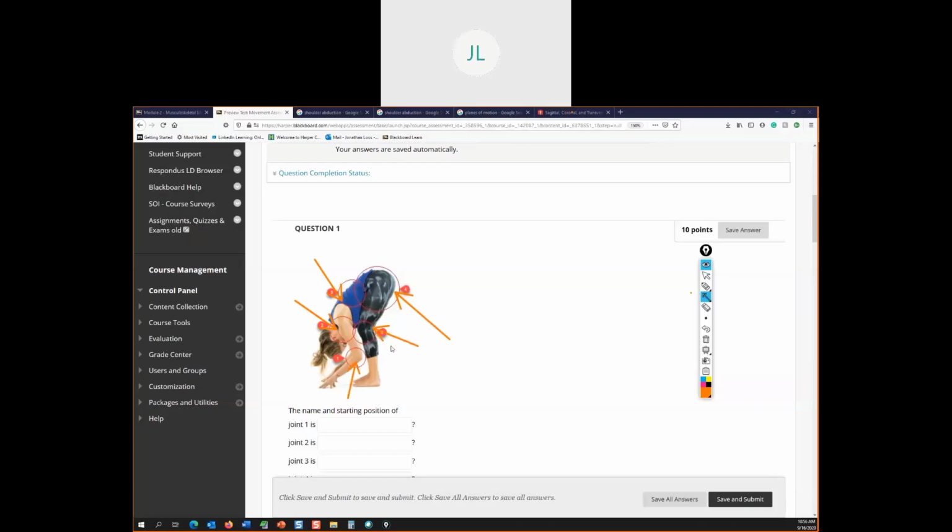Her arms got closer together, so that's flexion. And her knee, it's not locked anymore. The two segments got closer together, that's flexion. So this would be flexion, flexion, flexion, flexion, flexion. And it's asking for the name, so this would be knee flexion, hip flexion, trunk flexion, shoulder flexion, elbow flexion.